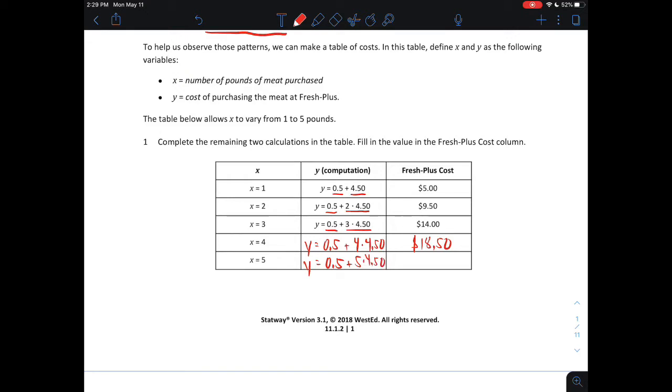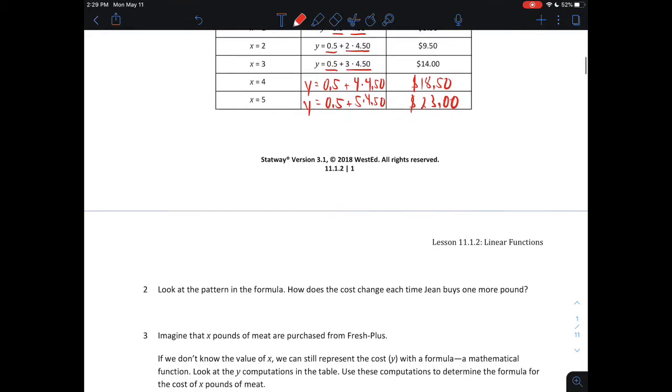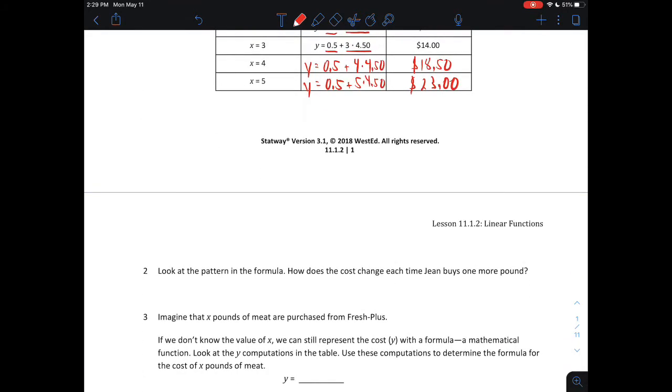So then 5 times $4.50, and then add another 50 cents for the trip, and you end up with $23. All right, so that gives us a sense of what her costs would be for varying amounts of meat from this one store. Now let's look at number 2. Look at the pattern in the formula. How does the cost change each time Jean buys 1 more pound?